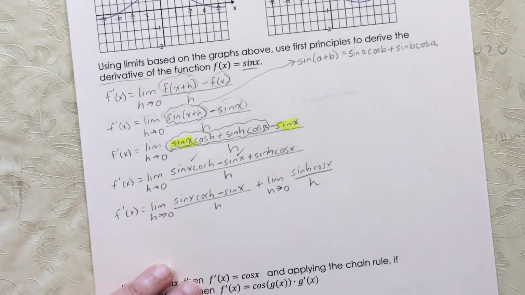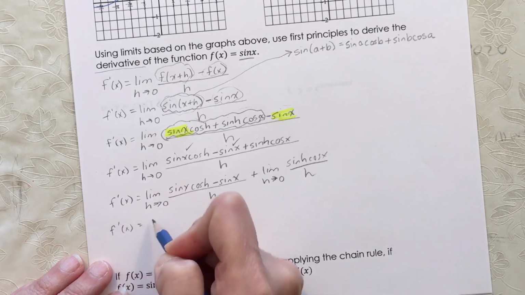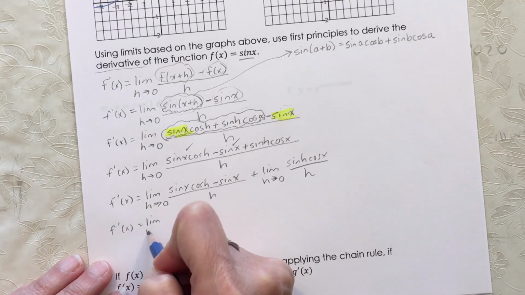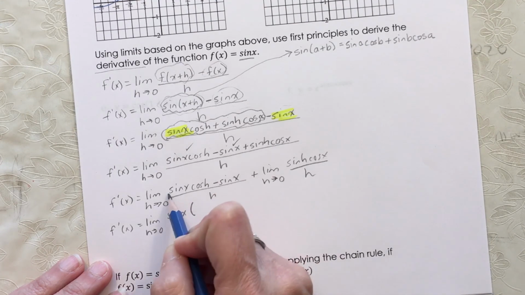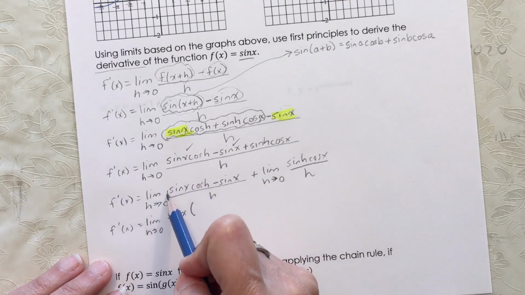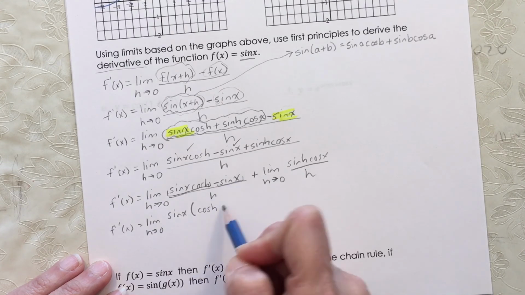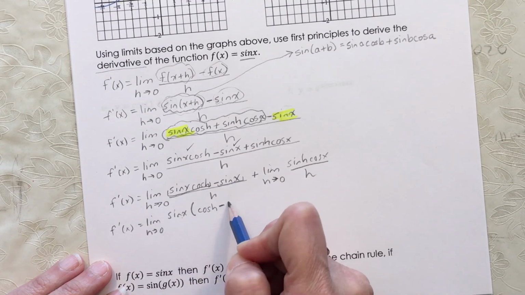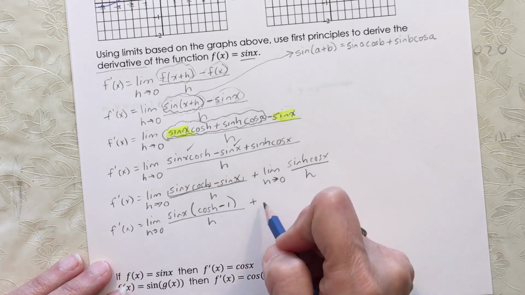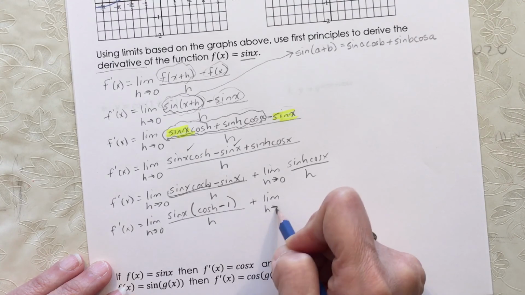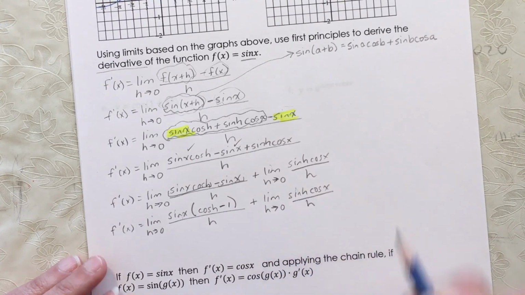And then within this first limit, I'm going to common factor the sine x out of the numerator. So sine x, if I divide this first scoop by sine x, I'm going to get cos h minus, if I divide sine x by sine x, I get 1 over h, plus the limit as h approaches 0 of sine h cos x over h.